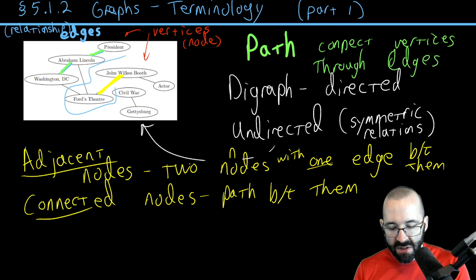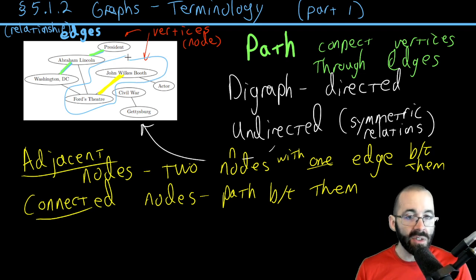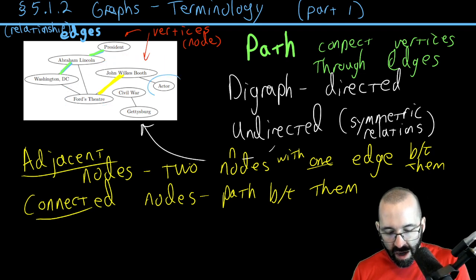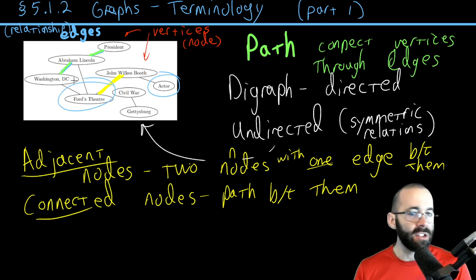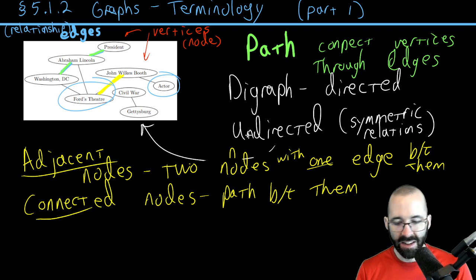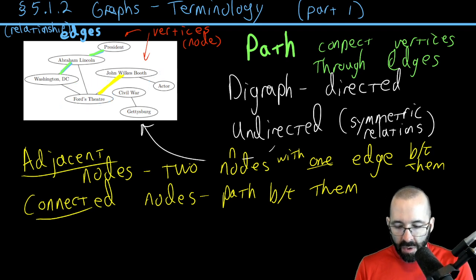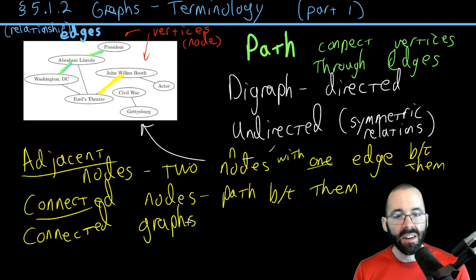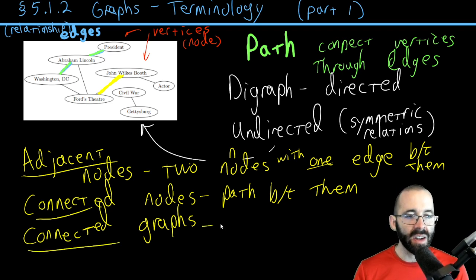So John Wilkes Booth and Ford's Theater, right, are both adjacent nodes and connected nodes. But Actor and Ford's Theater are not adjacent, although they are connected. Okay, so connected versus adjacent is a subtlety here. So all adjacent nodes are connected, but not all connected nodes are adjacent. Okay, so those are connected nodes, but to make matters even more confusing, we also have connected graphs. So that's a similar definition, but not quite the same.